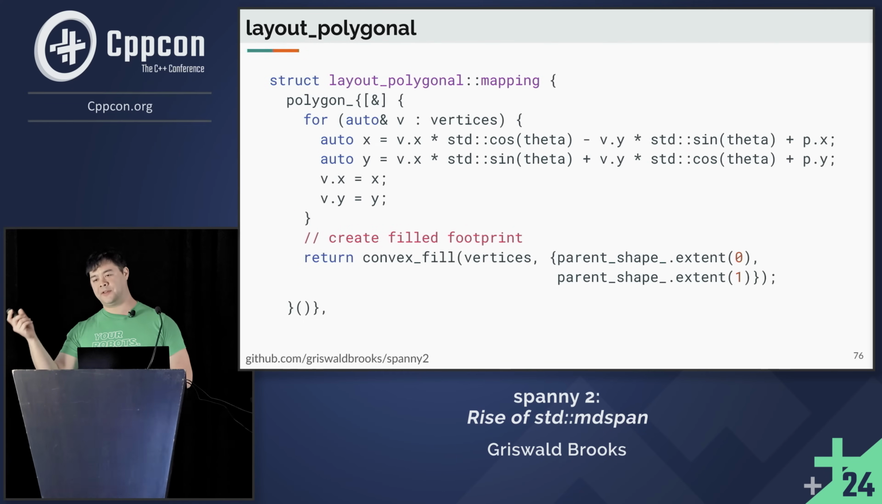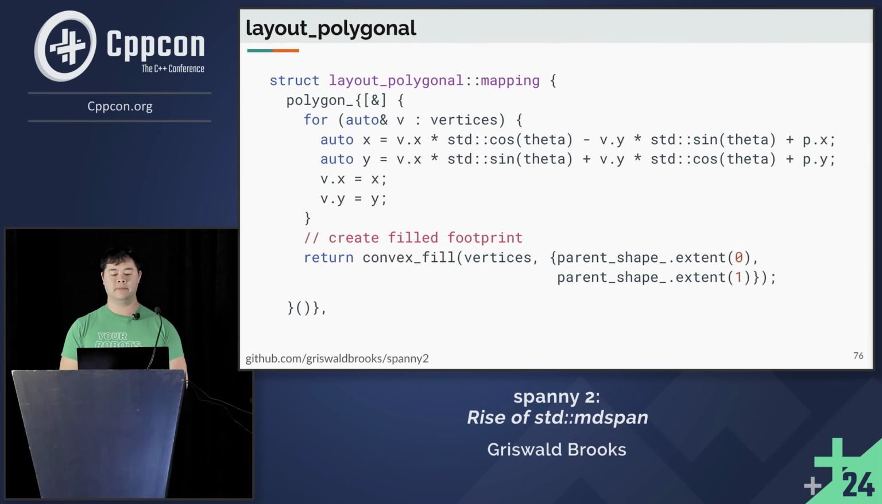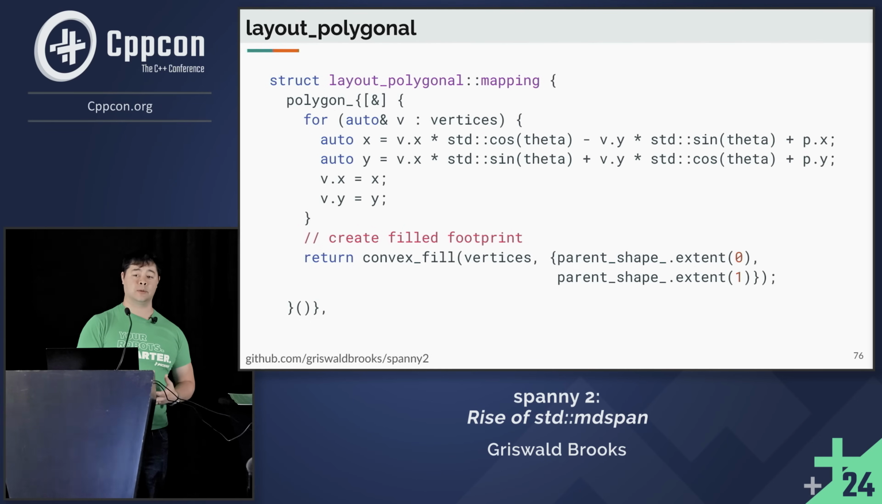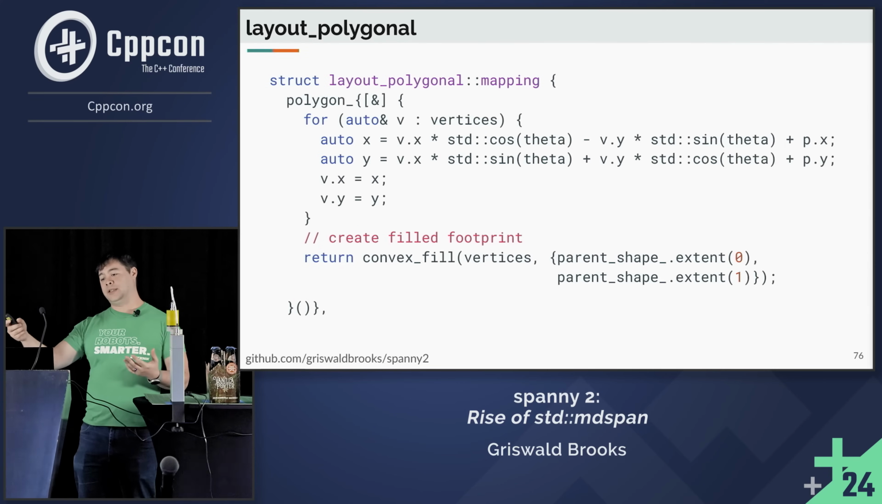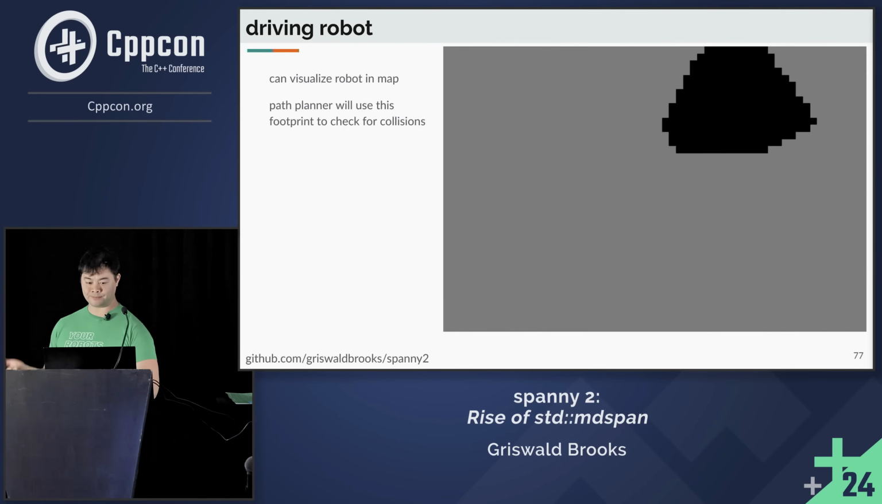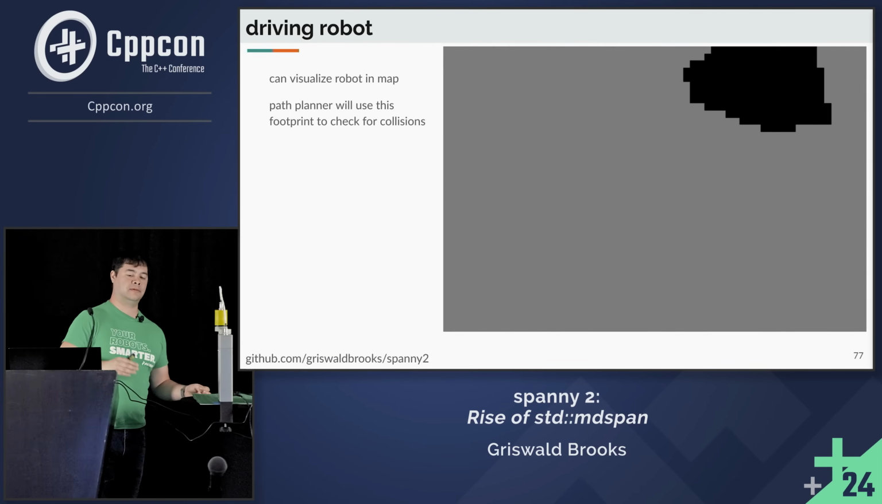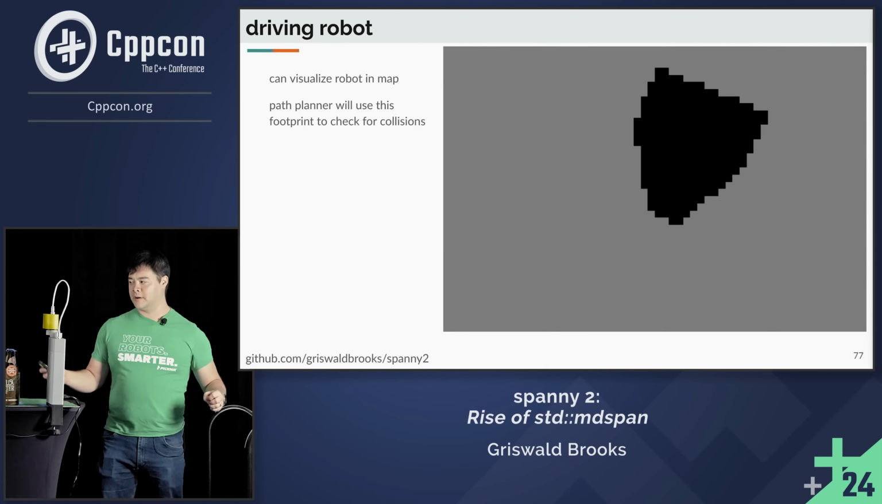So we're going to take those vertices that define the polygon of the robot, transform them, and then this time, instead of doing a ray trace, we're going to do a convex fill, which is basically the Bresenham ray trace, and then we take all the pixels in the middle and fill them in. And this is what we get. We get our nice little non-square robot driving around our map.